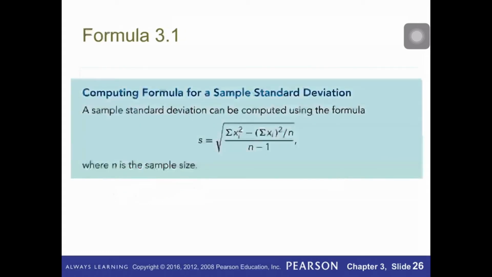Sample standard deviation you can calculate by using this formula as well. This is similar to the previous one, which is s equals square root of summation xi minus x bar squared over n minus 1. This is also an equation for sample standard deviation, so if you want, you can use this as well.